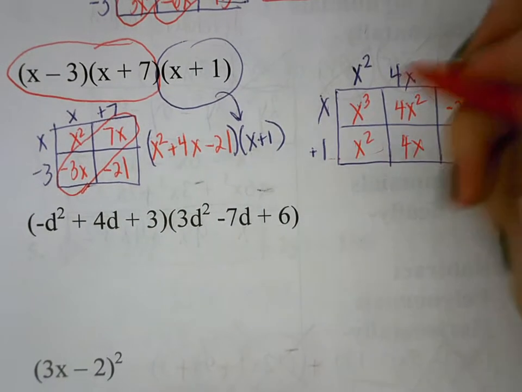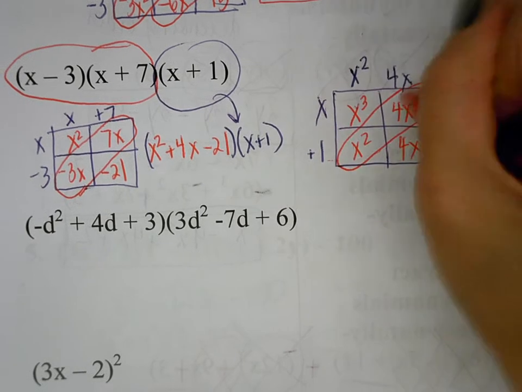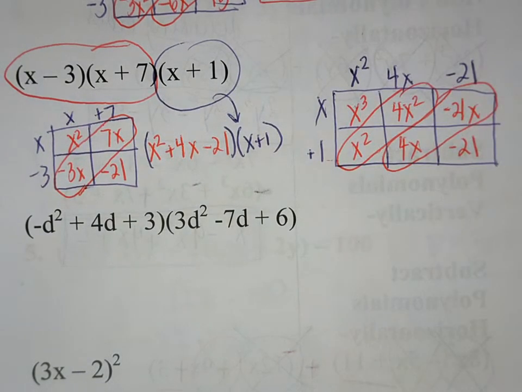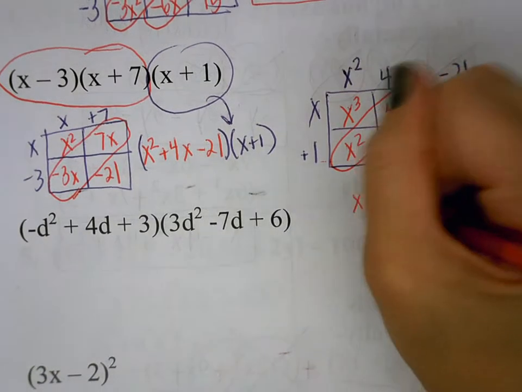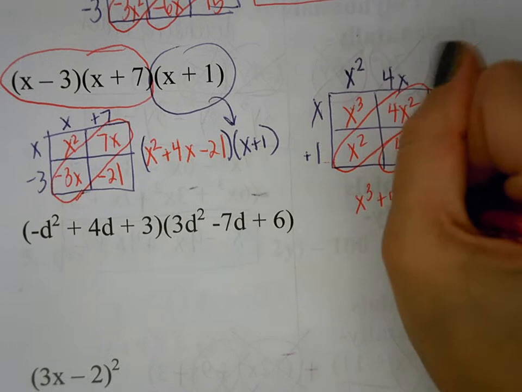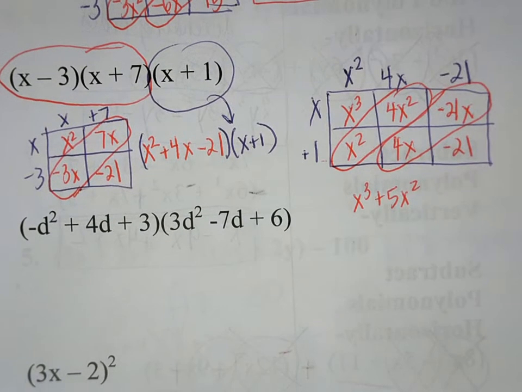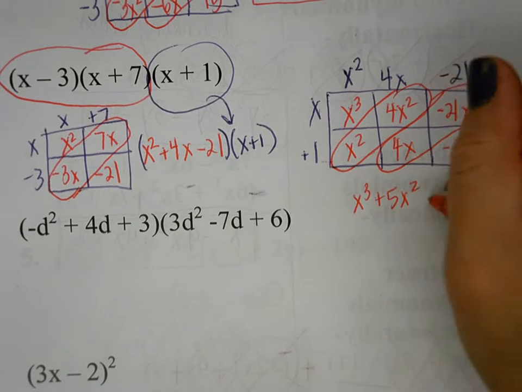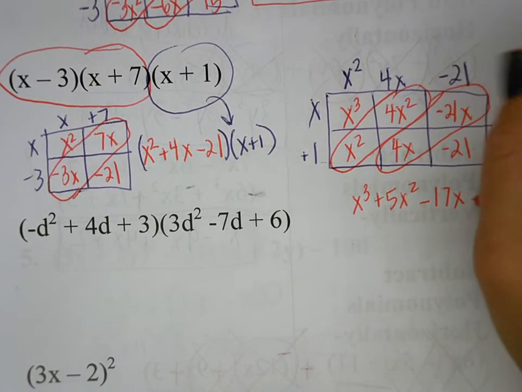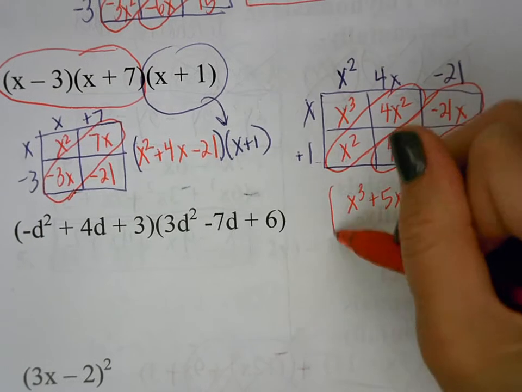Okay, we have our like terms in our diagonals. We start with x to the third power. 4 and 1 makes, so we have a plus 5x squared. 4x and negative 21 makes negative 17x. And then we have our minus 21. And that is our answer.